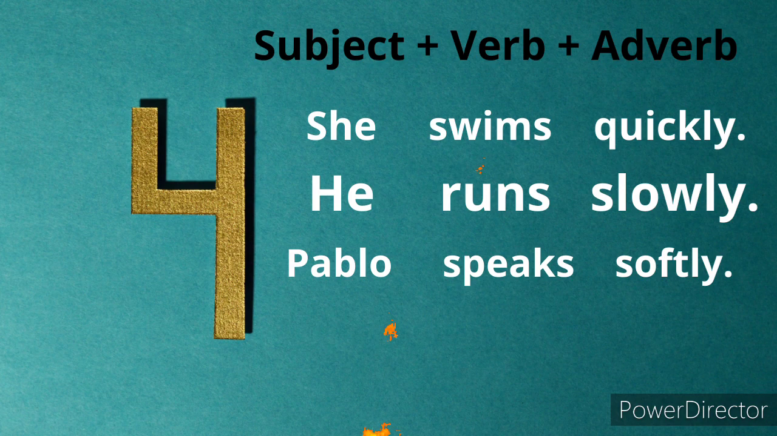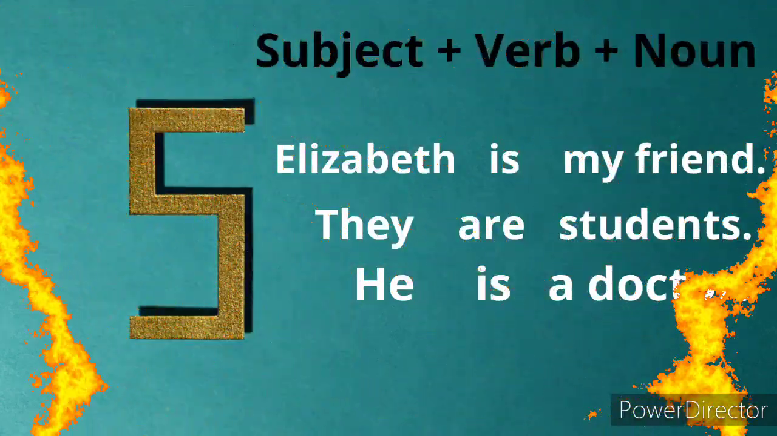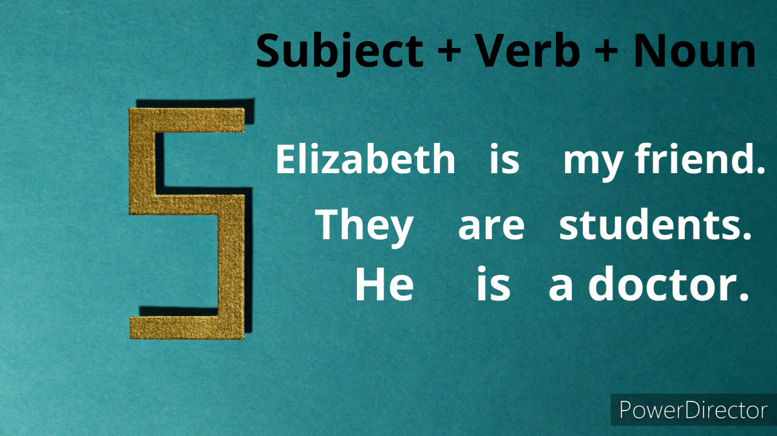Always remember this thing. Let's move to the last pattern, pattern number 5. Subject plus verb plus noun. So this pattern describes people or things. Let's have a look at sentences. Number 1, Elizabeth is my friend. You already know the definition of noun, a person, place or thing. So here this pattern is describing people or things.